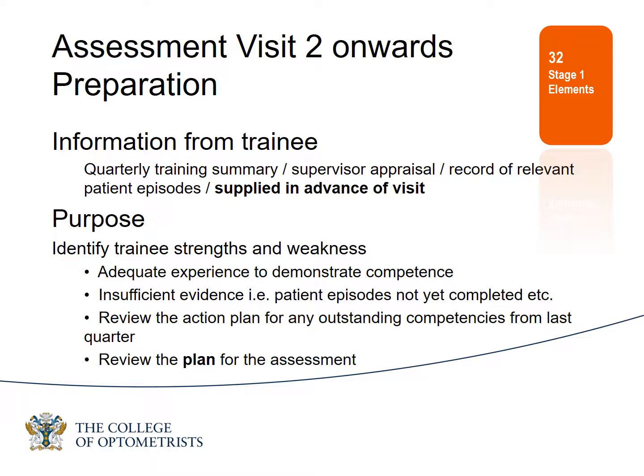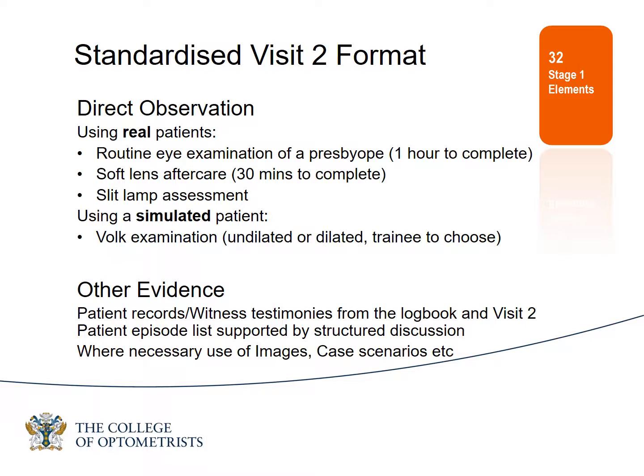So then this is what visit 2 looks like. So real patients, they're going to do a real sight test on a real presbyope out of your clinic or out of your practice. So it could be anybody who walks in, anybody who got booked in the diary, that's fine, it's not a problem, as long as they're a presbyope. And they're going to do a soft lens aftercare again on a real patient, so a real member of the public.